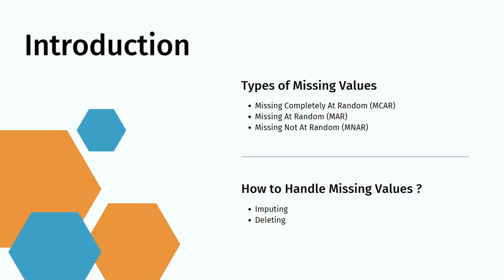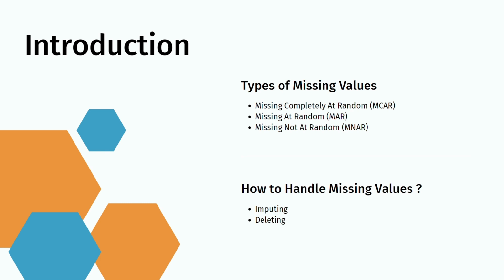Now, how do you handle missing values? There are two main tricks to handle missing values. One is imputing and the other one is deleting. Imputing basically means assigning. Over here, when we say imputing, we are replacing the missing value with a different value. That different value can be a constant, the mean, median, or mode. These are the most common ways of imputing missing values, and that can be done using the Scikit-Learn library.